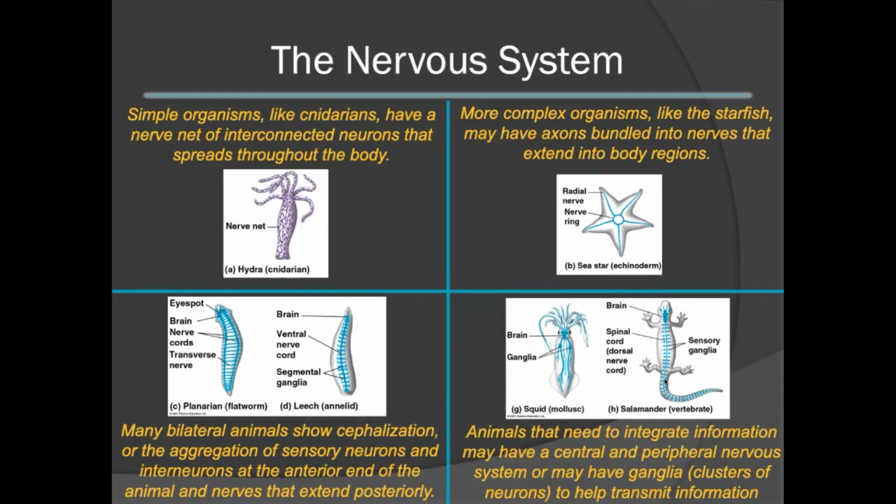Many bilateral animals show what is termed cephalization. This occurs when there is an aggregation of sensory neurons and interneurons at the anterior end of the animal. In addition, nerves will extend posteriorly to the rest of the body. And finally, animals that need to integrate information may have specialized central and peripheral nervous systems, or they may have ganglia present throughout the body to help transmit information.